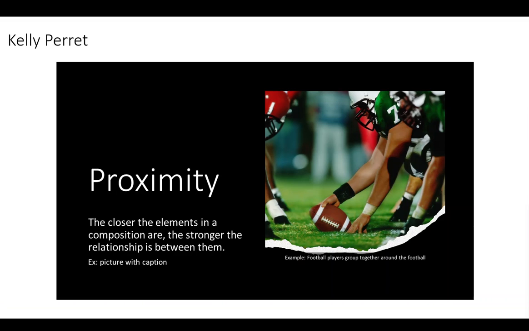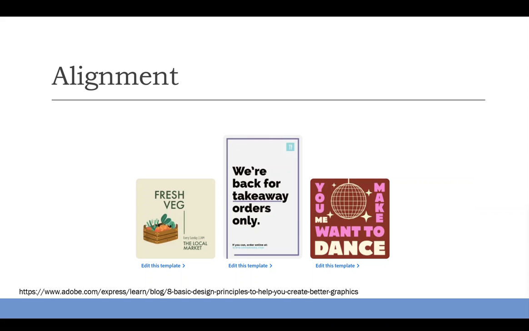Here's another example of a good design where the caption is right under the photo. So I don't have to look all over to find the caption. I can see it right here. All right. So that is proximity. The next principle is alignment. Alignment has to do primarily with text, but you can align your images with your text.